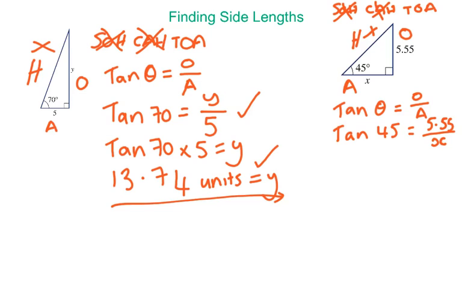Notice how the two questions are different in the fact that now the x is doing the dividing in my second triangle. Now this is important to understand which one is doing the dividing. Because the letter's doing the dividing, you actually need to move that to go to the other side, and it's going to become multiplication. So it's going to be tan 45 times x is equal to 5.55.